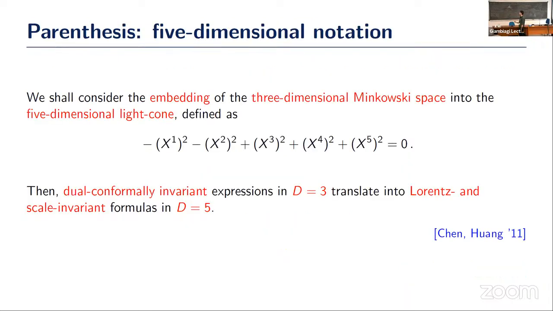Before giving our explicit results for ABJM, let me make a very small parenthesis to introduce the five-dimensional notation to describe the kinematics in 3D. This 5D notation basically consists of taking the embedding of the three-dimensional Minkowski space into the five-dimensional light cone. Why is this useful? If we take this embedding, dual conformal invariant expressions in three dimensions become Lorentz and scale invariant expressions in 5D.